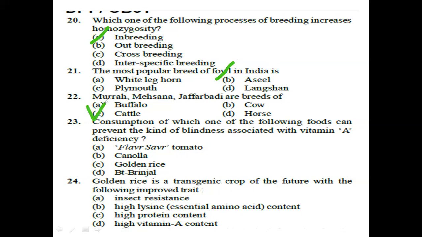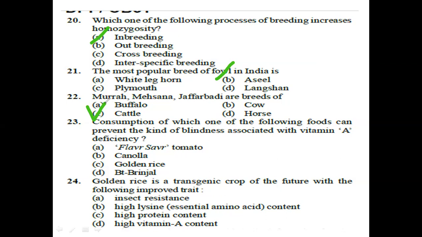Consumption of which of the following foods can prevent the kind of blindness associated with vitamin A deficiency? Flavr Savr tomato contains vitamin C. Canola, no. Bt brinjal provides protection against cotton bollworms, lepidopterans, coleopterans. So the answer is golden rice. Golden rice is associated with vitamin A deficiency.